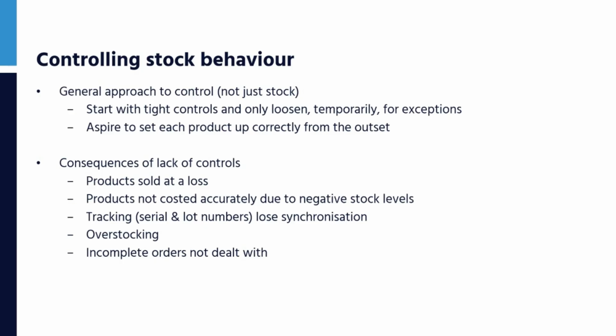Tracking, so your serial and lot numbers, can get out of sync if you don't have the correct controls in place. Overstocking is something that we see quite a bit of as well. Incomplete orders are not dealt with. If you don't manage your orders effectively, it is possible to just let them live in limbo land forever and a day. So there are some good techniques that can be employed to avoid those lack of controls.